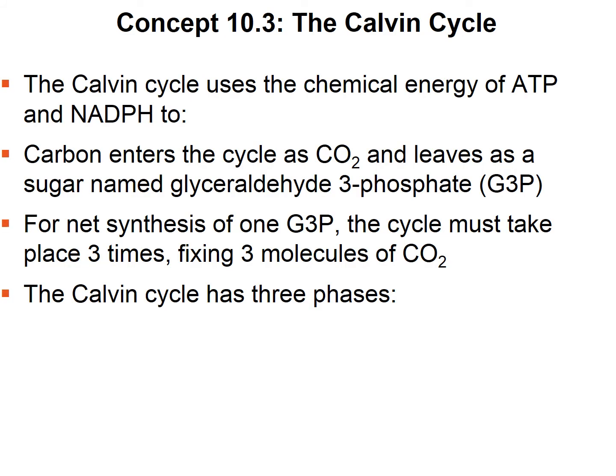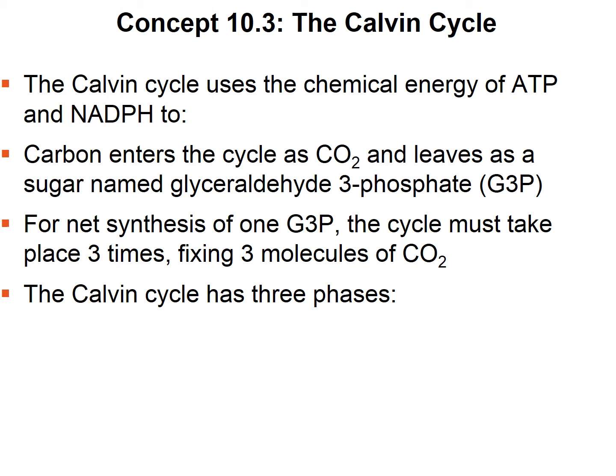The Calvin cycle is going to use the chemical energy of ATP and NADPH to reduce carbon dioxide to a sugar. This is an anabolic process. It's building sugar from a smaller molecule. So where does the carbon come from? Carbon enters the cycle as carbon dioxide. It's going to leave as a sugar named glyceraldehyde 3-phosphate, G3P.